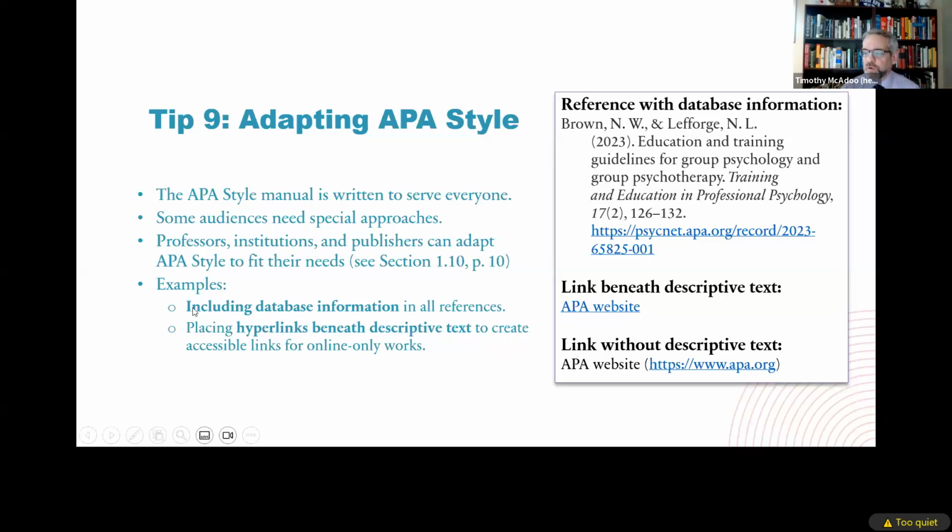Likewise, if you're preparing a work in APA style that will be read online only, we recommend that you put links beneath the descriptive text, as you can see on the screen here, rather than having the URL in parentheses. And this is for improving the accessibility of work to be read online.